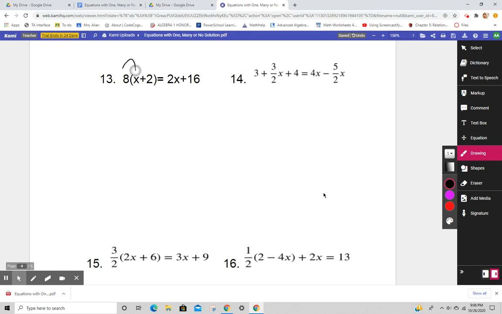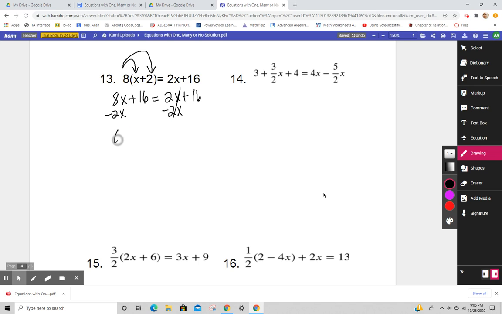All right, let's just distribute first. 8 times x is 8x. 8 times 2 is 16, equals 2x plus 16. All right, let's get all of our x's on the same side, and let's subtract 2x from both sides.